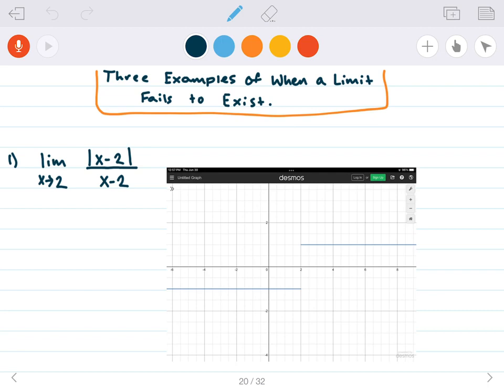So the first one is the graph of the absolute value of x minus 2 over x minus 2, and we're looking at the limit as x goes to 2. And so we can see, just like in previous examples, that when x gets close to 2 from the left, f of x is getting close to -1, but when x is coming to 2 from the right, we're getting close to +1. And so in this example, the limit does not exist.